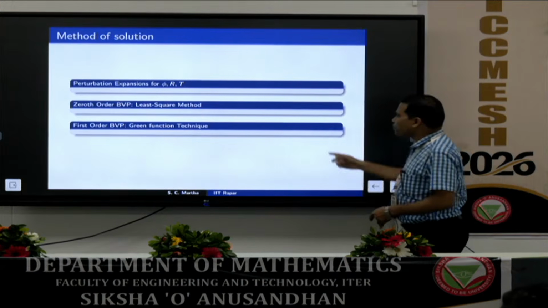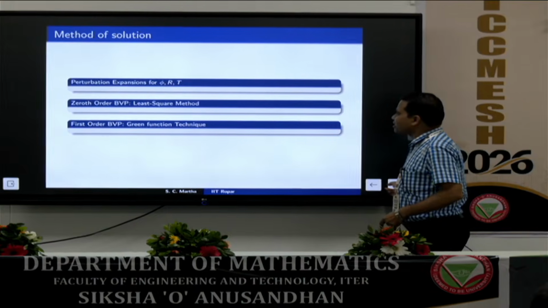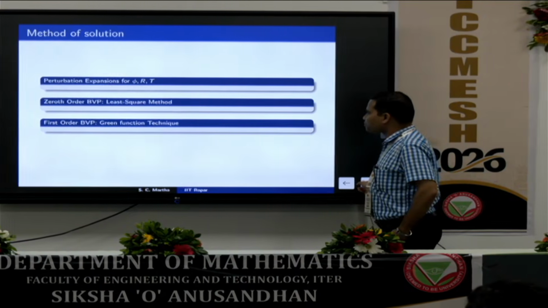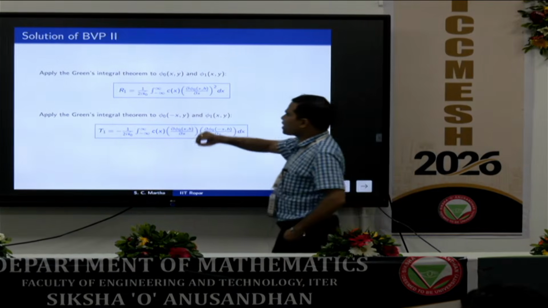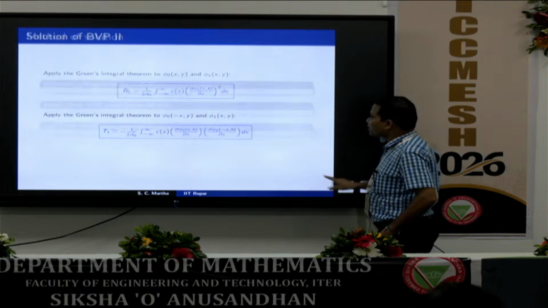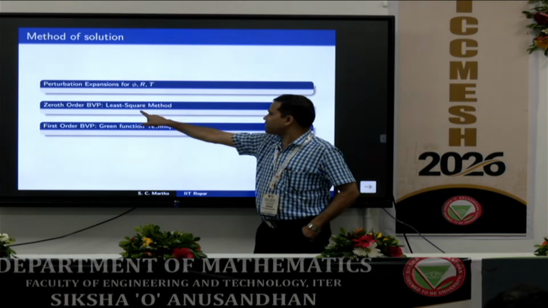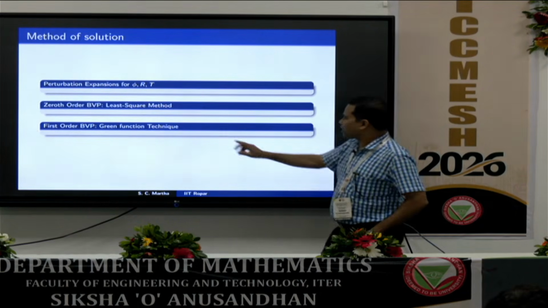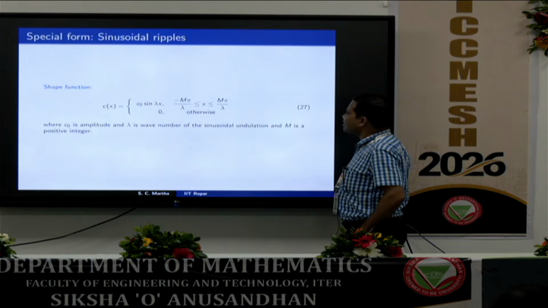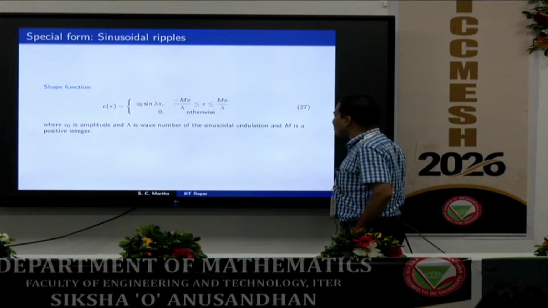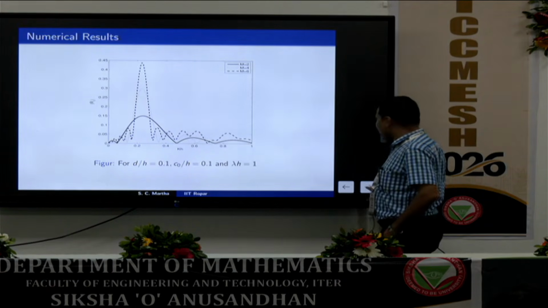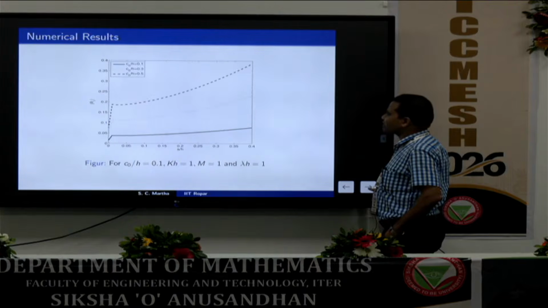If you do that it is fine, but one can go with spectral analysis with different orders. Maybe I will not show that here, but it has been done in the literature in another way. Okay, so this is by the Green function technique, and the 0th order problem was solved by the idea we just did, the least square method, and the first order problem was by the Green function technique. We took sinusoidal ripples at the bottom, and we matched with the first case without undulation.